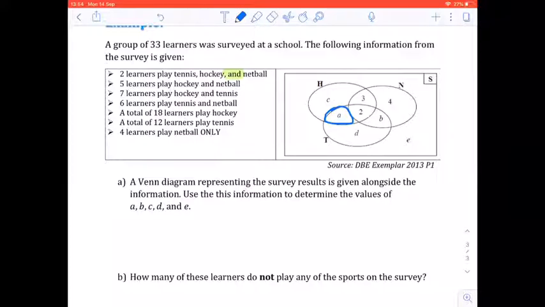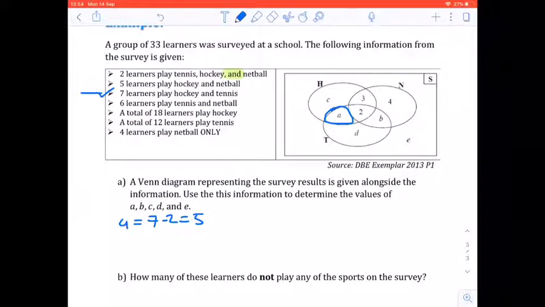So let's look for hockey and tennis in our list. So there it is. We say 7 learners play hockey and tennis. We've already accounted for 2 of them in that middle intersection, right? So it's 7 minus 2. So A would be 7 minus 2, which is equal to 5. Okay, so that's that piece of information done.